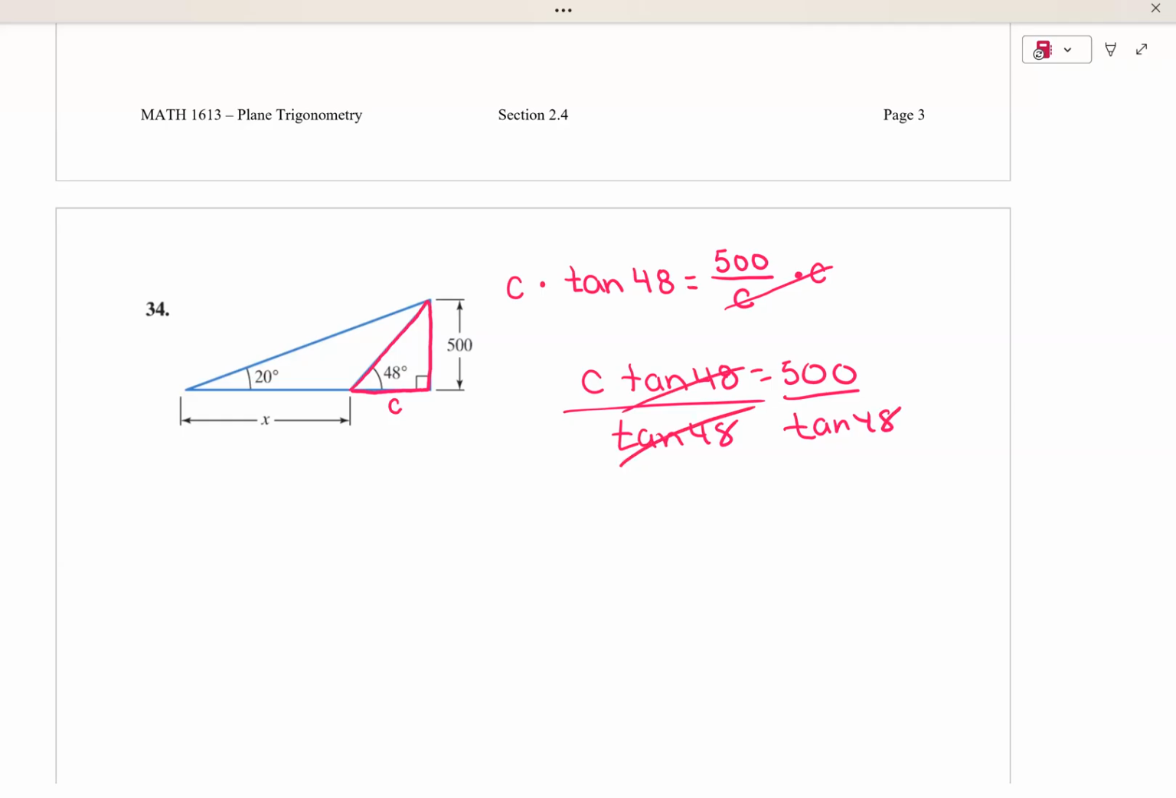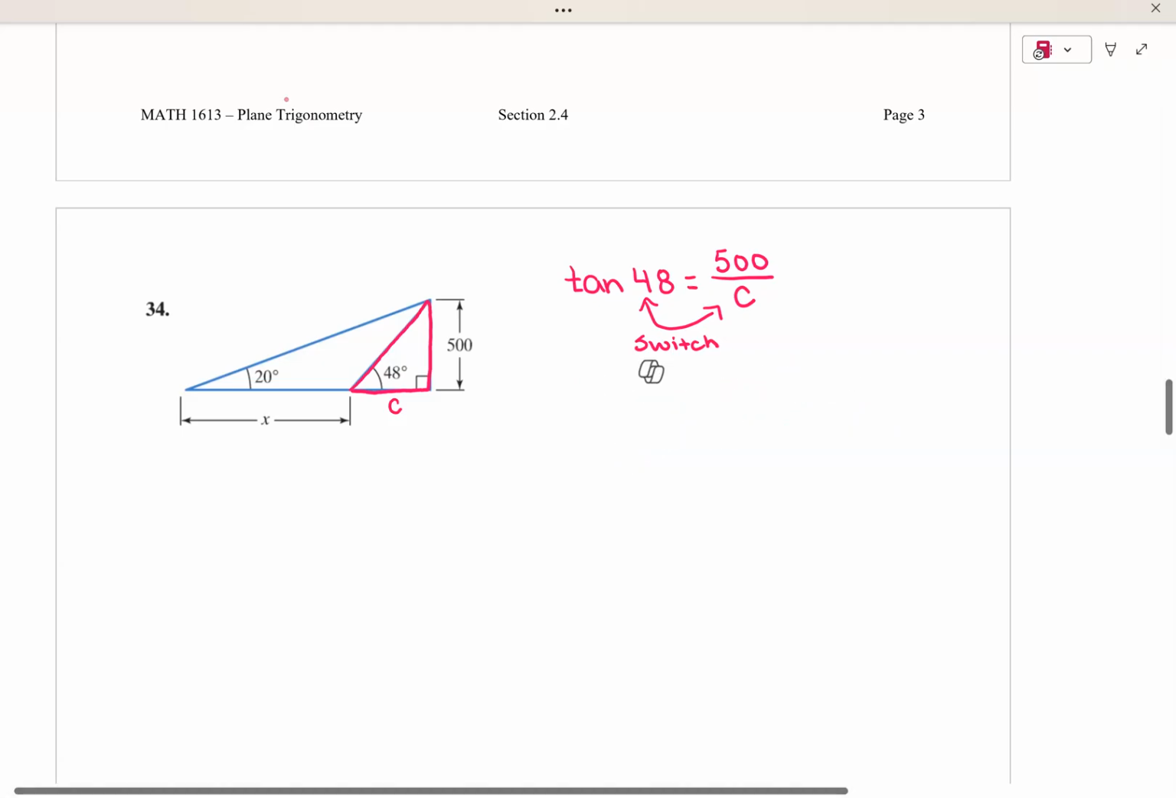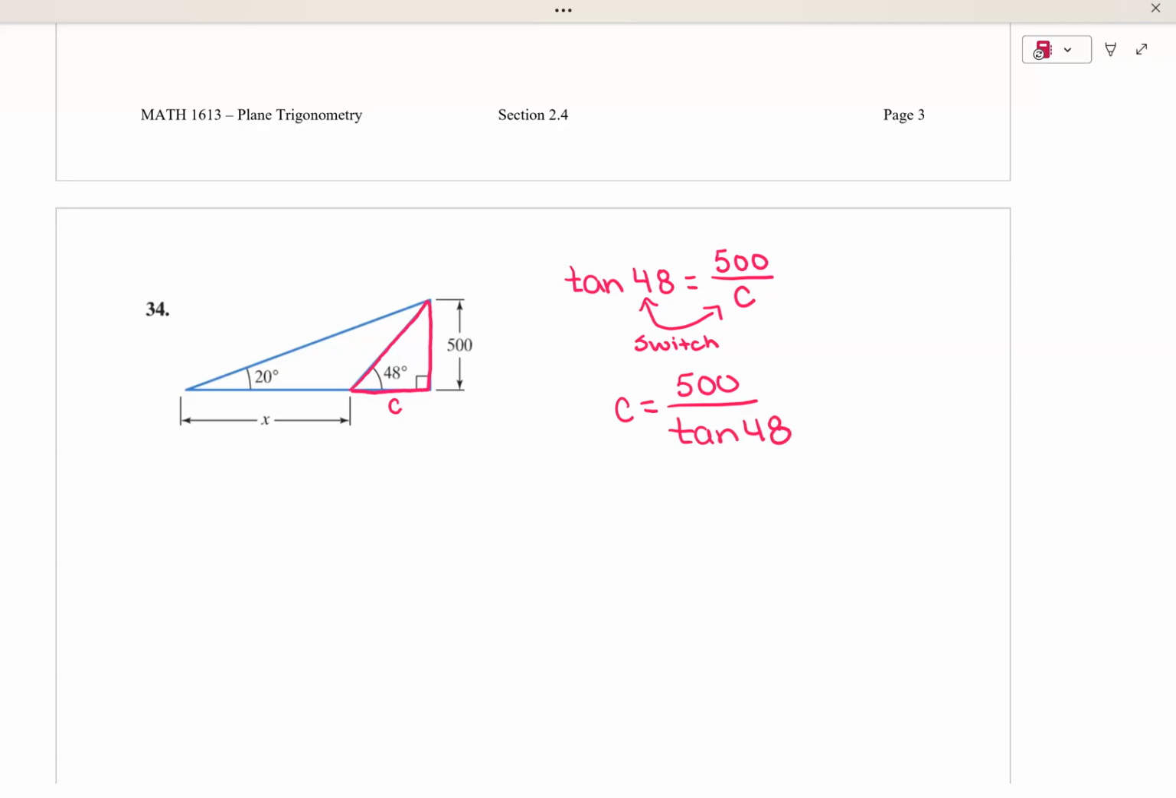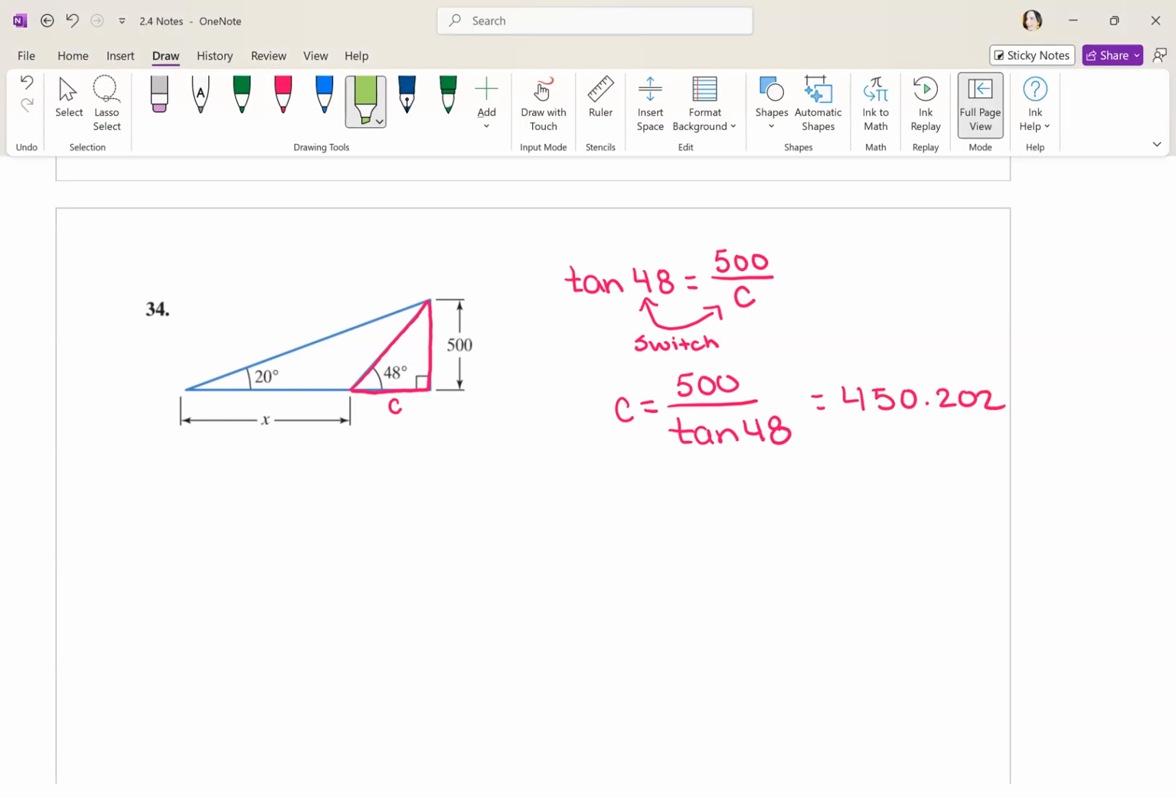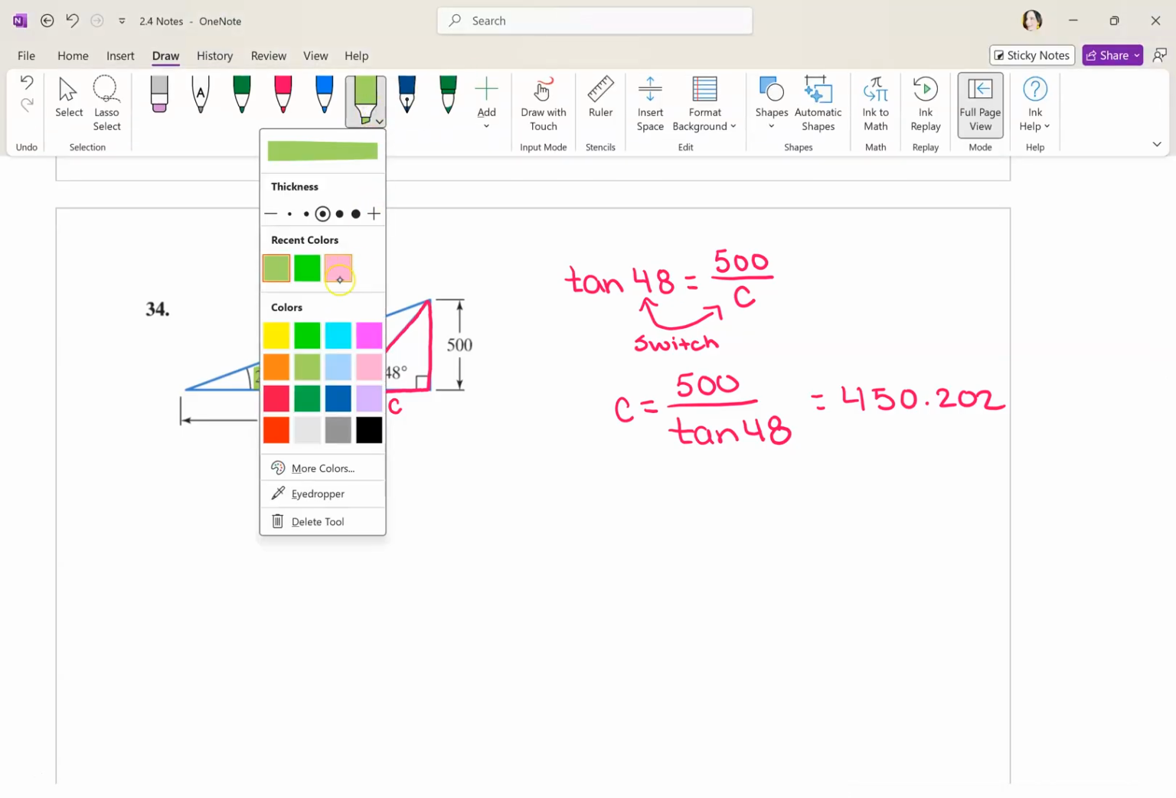Okay, so that's a lot of work every single time you go to do these problems. So I want you to try to see the relationship between the two. Okay, these just switched. So that means when it's in the bottom, we're going to get c equals 500 divided by the tangent of 48. Which gives us 450.202. Oops, I did forget to highlight that 48.